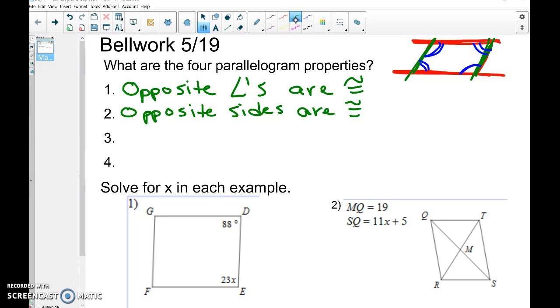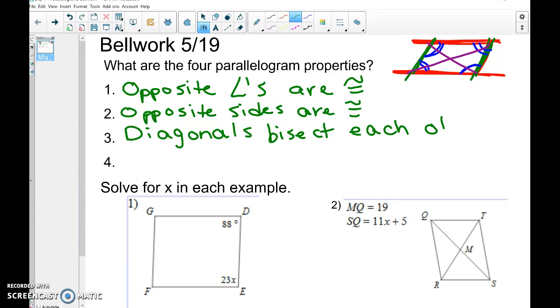There's also a property that says that the diagonals, which are the lines that would cut through the middle of the parallelogram, they look like this and this. The diagonals bisect each other, which means they cut each other in half. So that spot where the diagonals cross is the halfway point of each of them. So this part is half, and this is half, this is half, and this is half. So the halves are equal to each other.